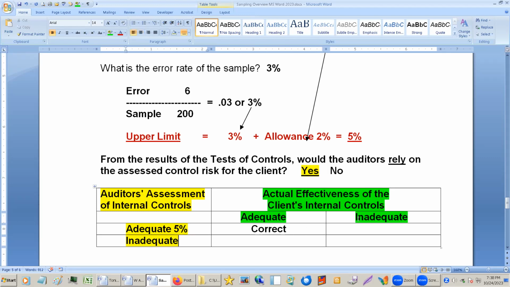And same thing if we would have come up with that it's inadequate, right? If we said that they were inadequate and the controls really were inadequate, this would be the correct decision too, right? Here's the actual, and here's the auditor. So if these two match, that's good. That's exactly what we want to have, right?